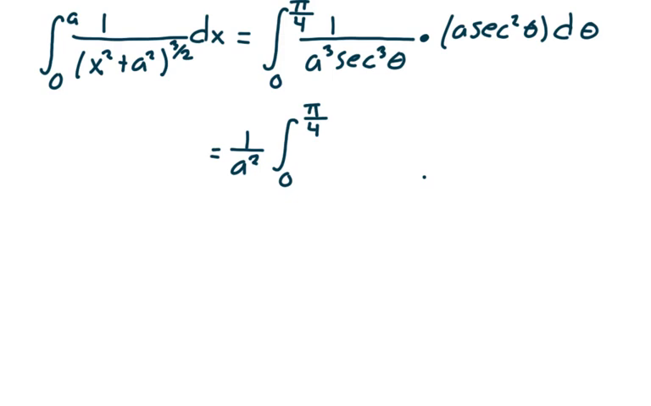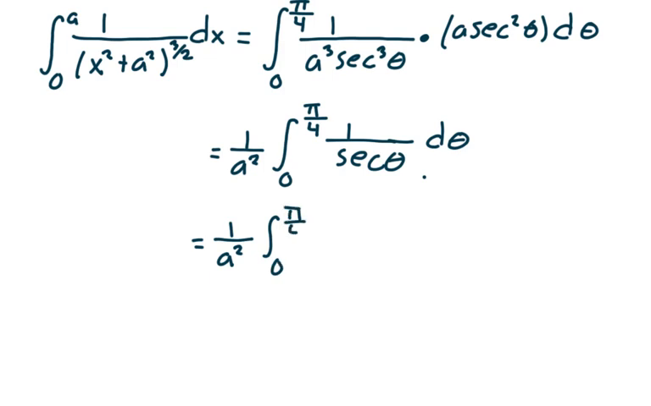Now, what it looks like is I get 1 over secant theta d theta. But what is 1 over secant theta? Cosine theta. So this is 1 over a squared times the integral from 0 to pi over 4 of cosine theta d theta. Now, because I transformed everything, and that includes limits in terms of theta, I don't have to put back the integral in terms of x. That's the advantage of trying to transform everything, okay?